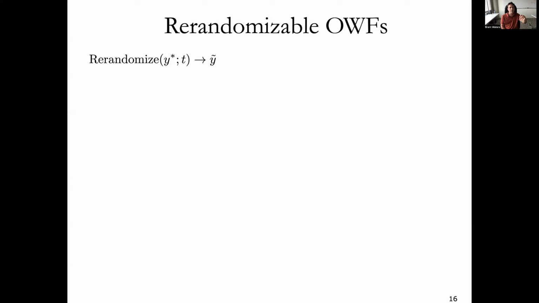So imagine that we have a one-way function image, what I call Y star. What we can do, in a re-randomizable system, is re-randomize it to get some new one-way function image Y tilde. And this has two important properties. First of all, we have perfect re-randomization: the distribution after re-randomization should be the same as just getting a fresh evaluation of a one-way function to begin with.